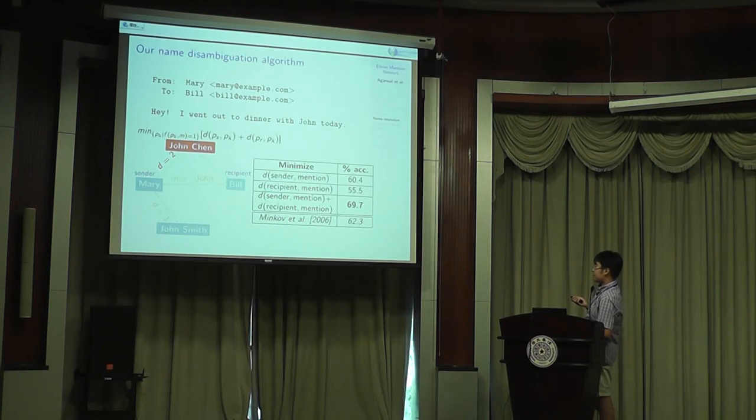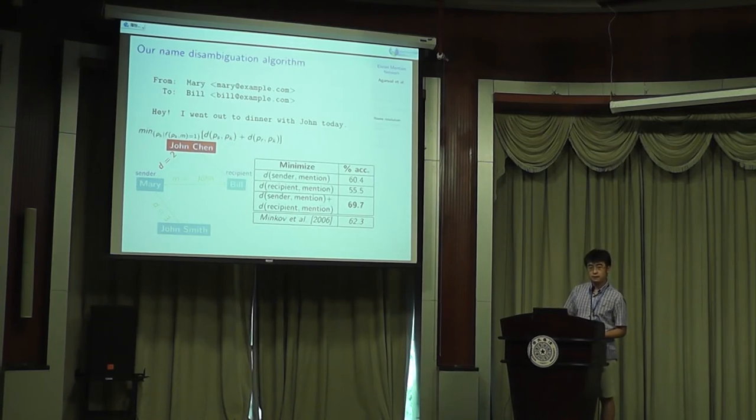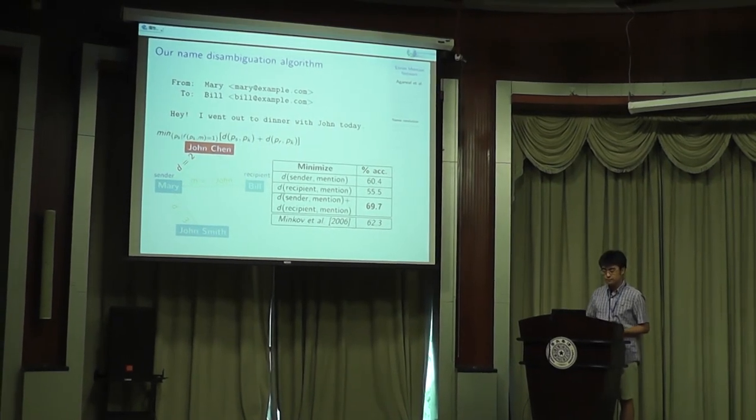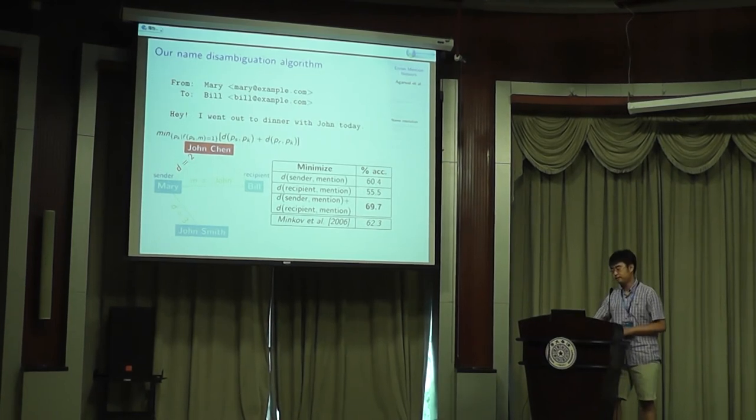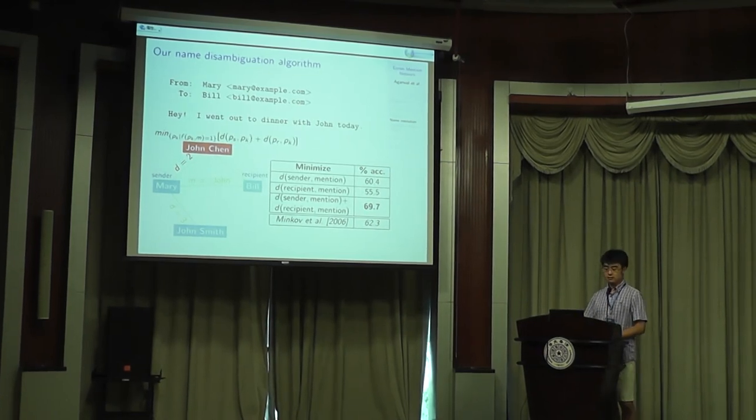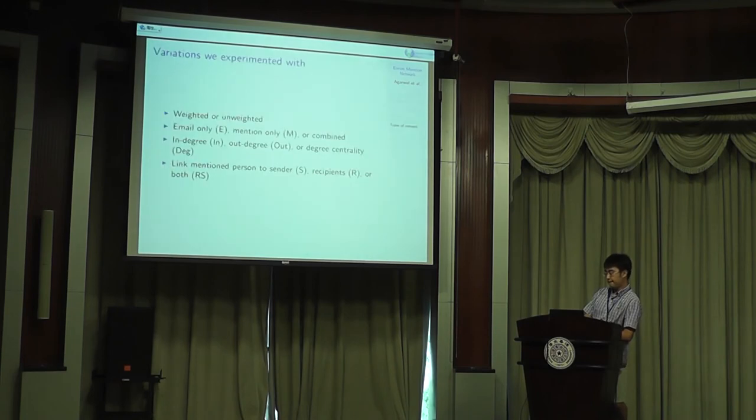This method outperformed Minkoff et al. 2006 by more than 6%. And two additional experiments showed that minimizing the joint distance from the sender dimension and recipient dimension performs better than when they minimize the individual distances.